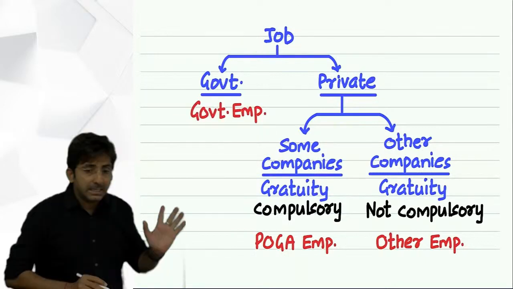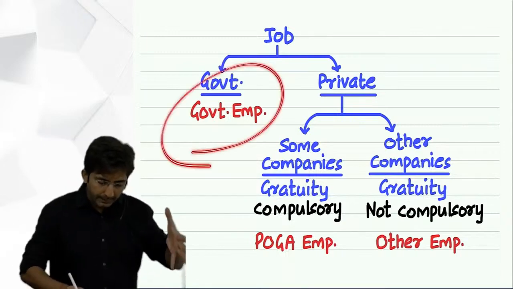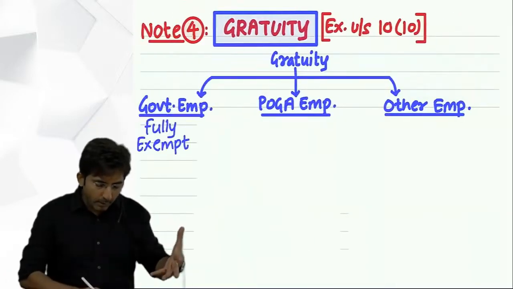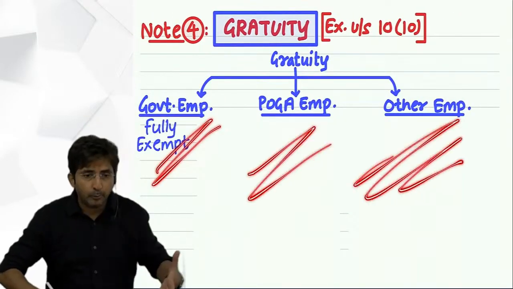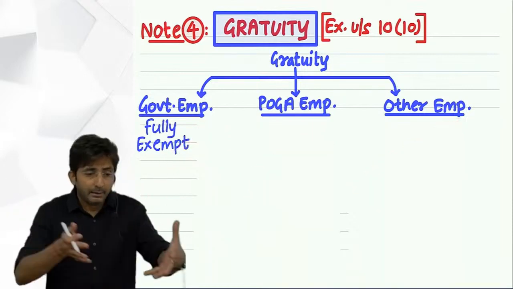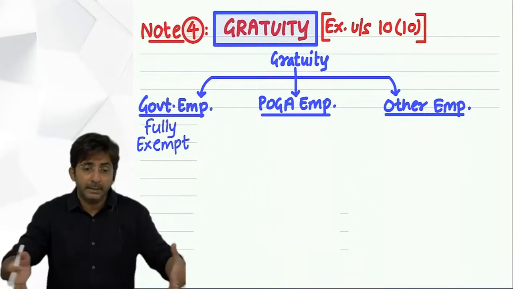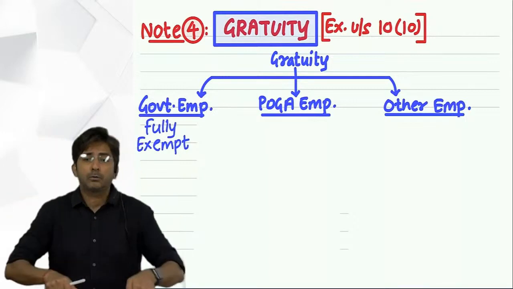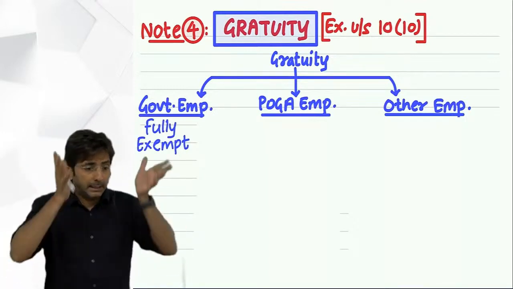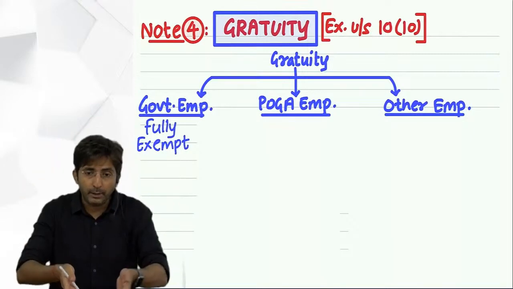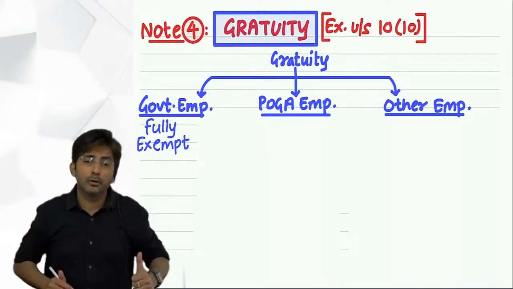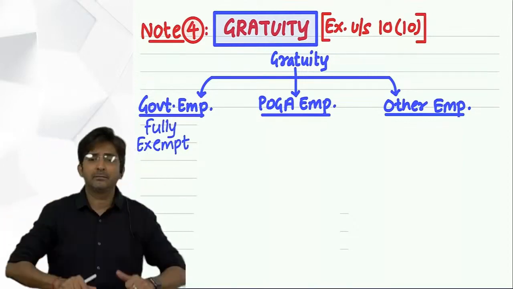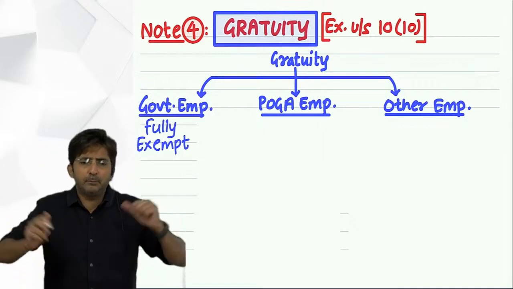See, basically in this chart, I wanted to show the three types of employee. And you know why I want to explain this? Because depending upon the type of the employee, we have to decide the taxable amount, how much is exempt. It depends upon that only. Whenever you see gratuity in the question, first you have to check who he is. Is he a government employee, a POGA employee or an other employee? And how will you come to know? If government employee, they will write. If POGA employee also, they will write. If nothing is given, other employee.